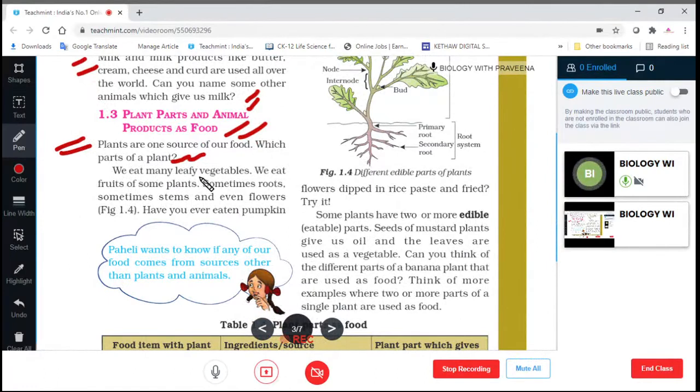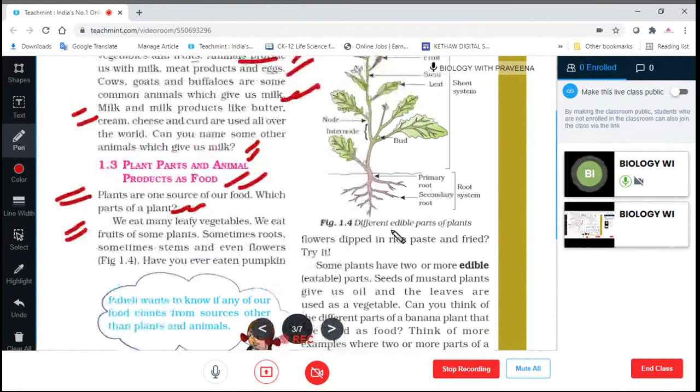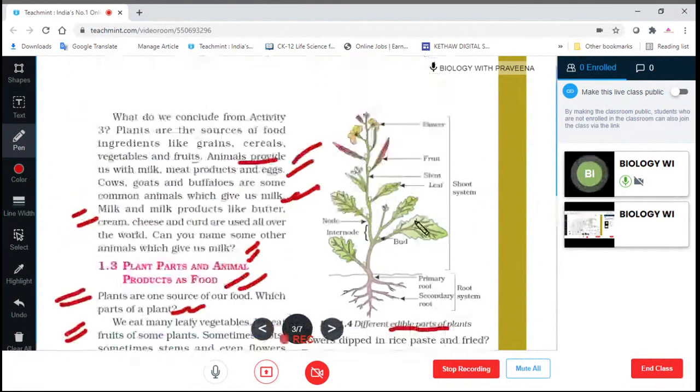We eat many leafy vegetables. We eat fruits of some plants. So we eat leafy vegetables of some plants, and from some plants we eat the fruits. Some roots, some stems and even flowers we consume as our food. Figure 1.4 shows different edible parts of plants: flower, fruit, stem, leaf, and the nodes, internodes and buds.